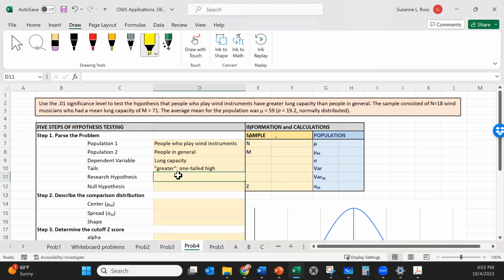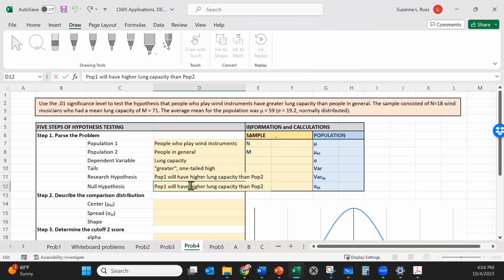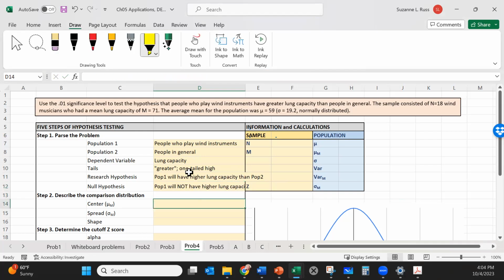Our research hypothesis is that population 1, I'm just going to write pop 1 to save space, will have higher lung capacity than pop 2. And the null hypothesis reads just like it. In fact, I can copy and paste it, and I'll just add the word not in here. I won't add it there because that wouldn't make sense. I'll put it right here before the word have. All right, so now we have all of our problem parsed and we're ready to get going.